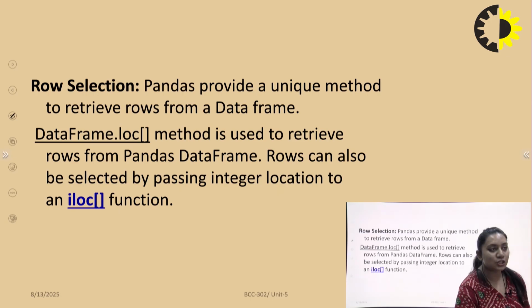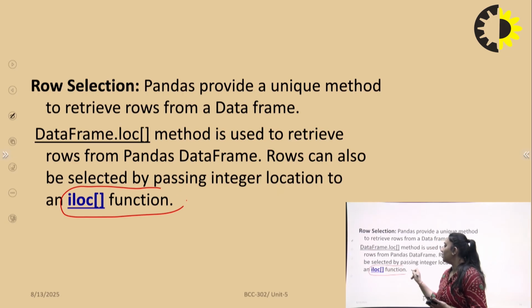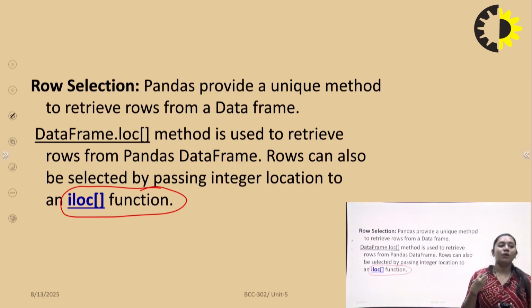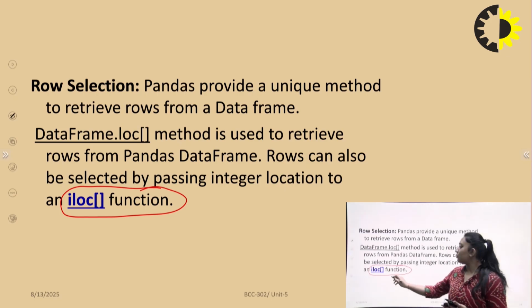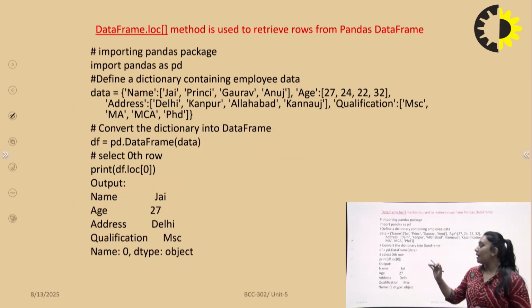In this, we use the iloc function to retrieve the row selection. If you want to get the data from the row and column, all you need to write is the iloc function, right? Next, let's see the example.